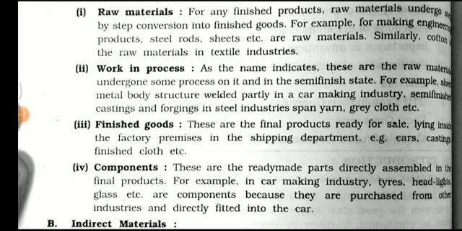Now second is work in process. As the name indicates, these are raw materials that have undergone some process and are in a semi-finished state. Raw materials go into some process. So basically the process is the second part after the raw material. In this step the product is made, processed, and semi-finished.